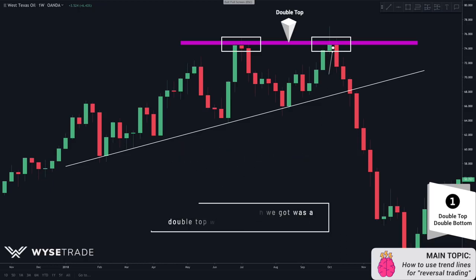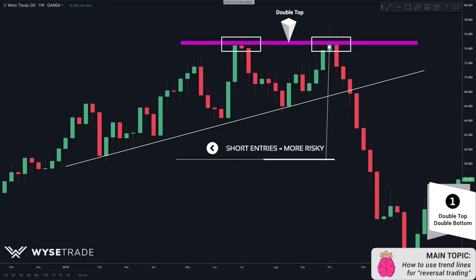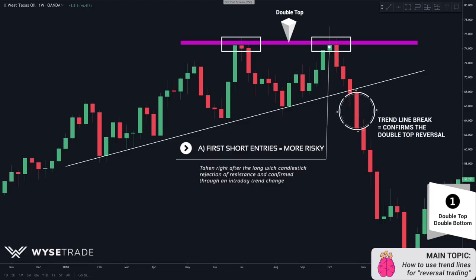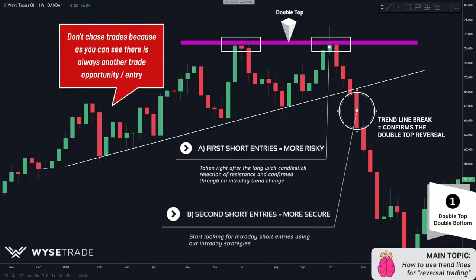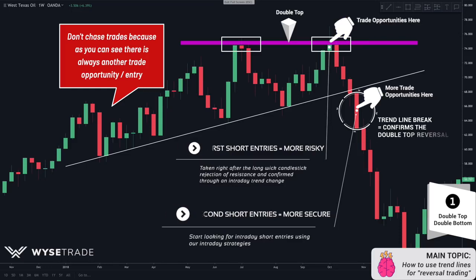Now, if you have seen our previous videos, evidently many traders would have taken a trade right at this long wick candle rejection of resistance and then waited for an intraday trend change. But for more secure traders, what you can do is wait for the trendline break to confirm that the uptrend is over. This is also a good example of why you should never chase trades, as you had trade opportunities right at the double top, but also had opportunities to enter through a breakout strategy after the trendline break.